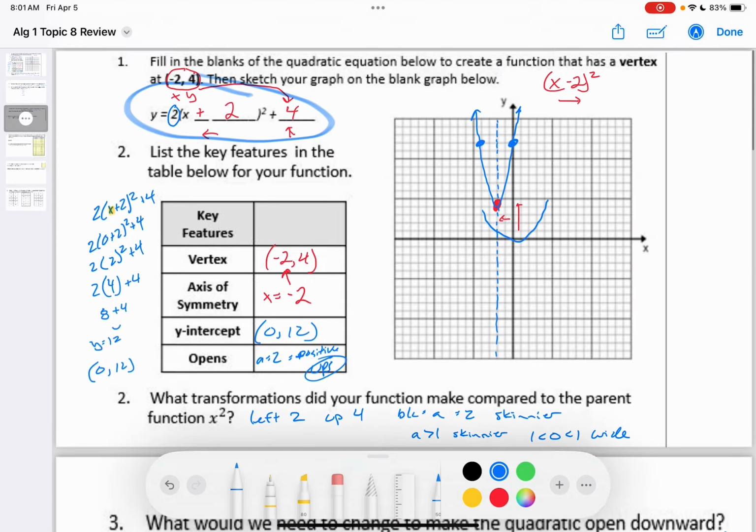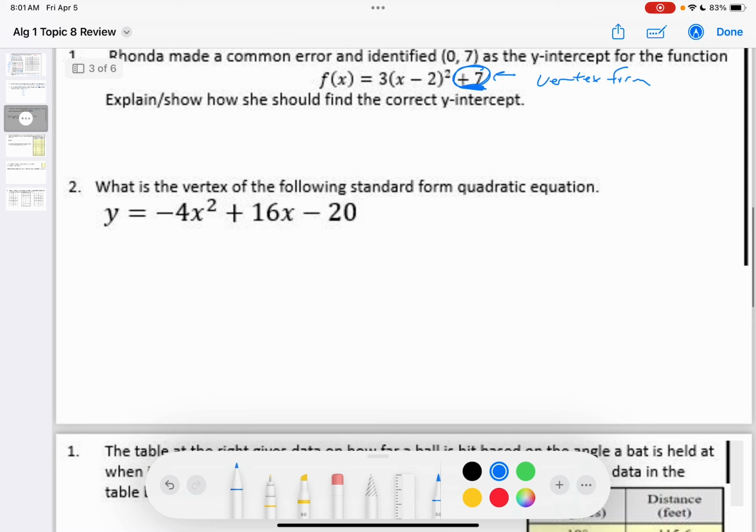So again, we can solve this 2 different ways. I showed you the one way, which would be replace this x with 0 and evaluate. The other way would be to take your x minus 2 and expand it out. So it'd be x squared minus 4x plus 4. So we have 3 times x squared minus 4x plus 4 plus 7. We distribute this through the parentheses. Again, we're just expanding this and creating a standard form equation from our vertex form equation.